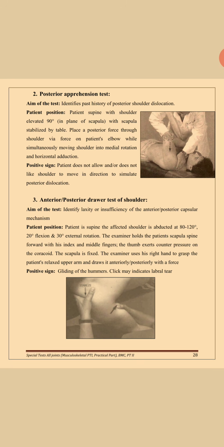The scapula is fixed. The examiner uses his right hand to grasp the patient's relaxed upper arm and draws it anteriorly or posteriorly with a force. Positive sign: gliding of the humerus. A click may indicate a labral tear.